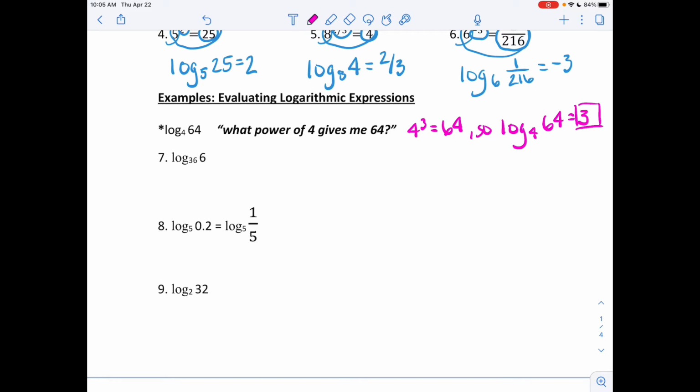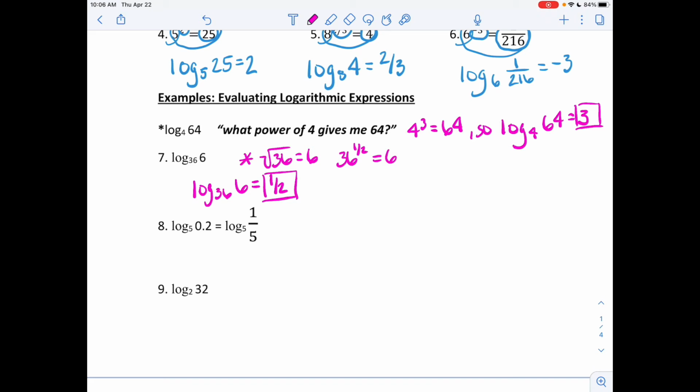So in fact, the square root of 36 is equal to 6, and we can rewrite a square root as a 1/2 power, because remember, the power goes on the top and the root goes on the bottom. So the square root of 36, or 36 raised to the 1/2 power, is 6. That means that we can say that log base 36 of 6 is equal to our exponent of 1/2.